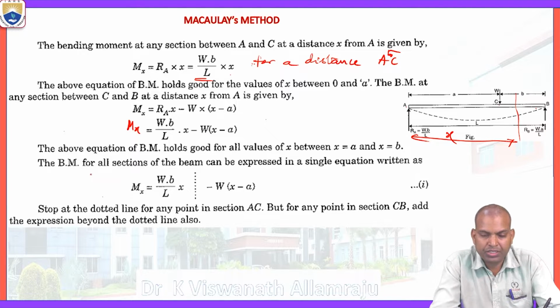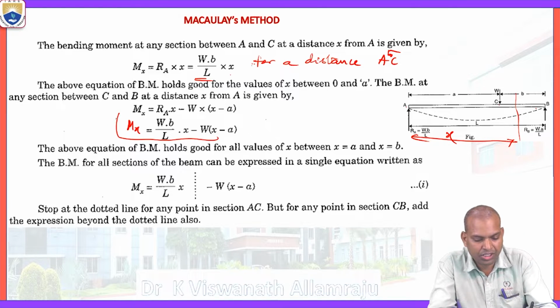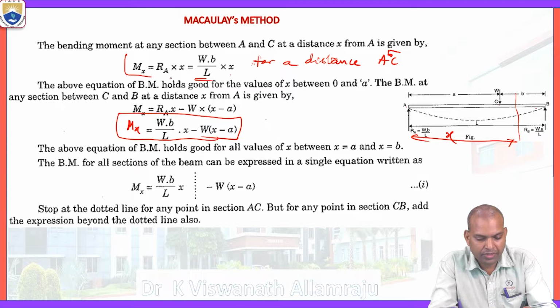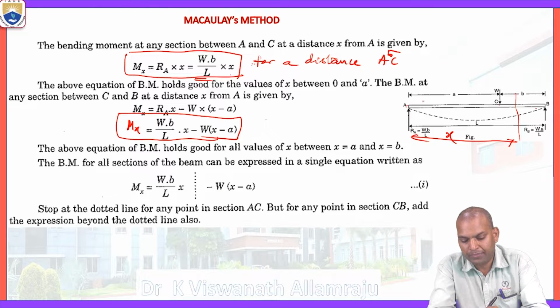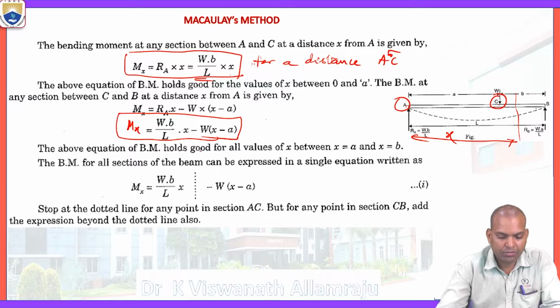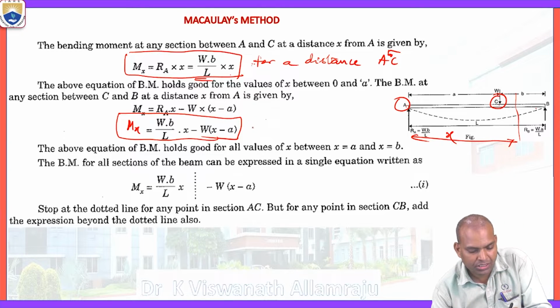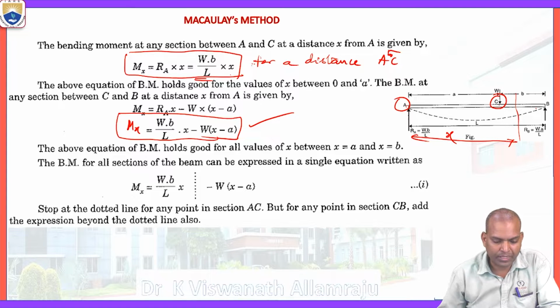Now this equation is good for all values of x from a up to b. The first equation is only for the portion where the bending moment varies from A to C. But the second equation we derived can be useful when x is between a and b.